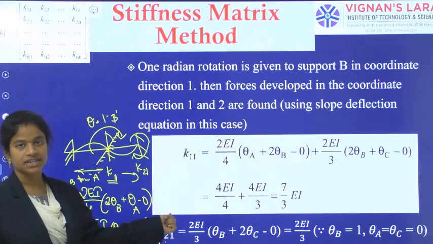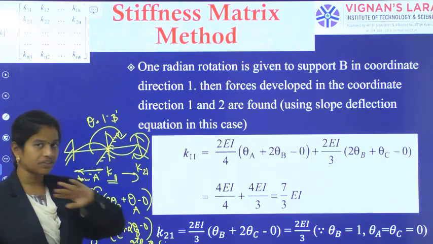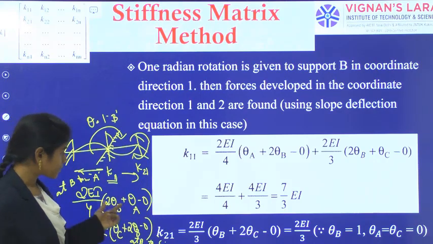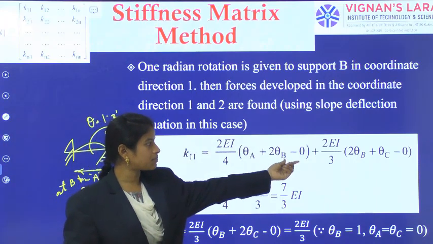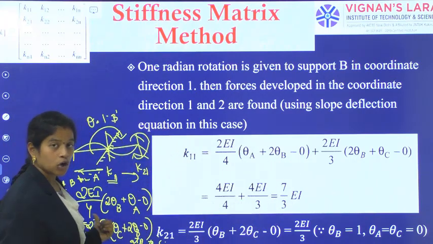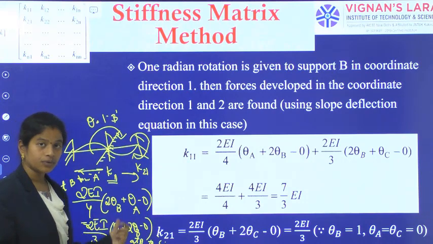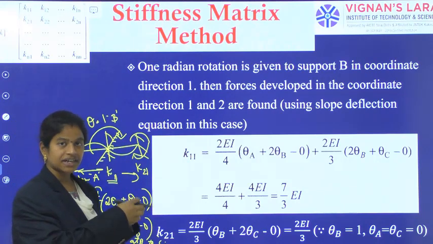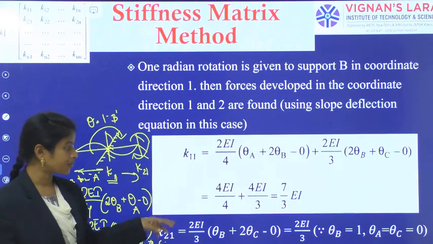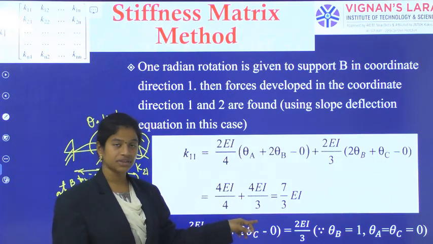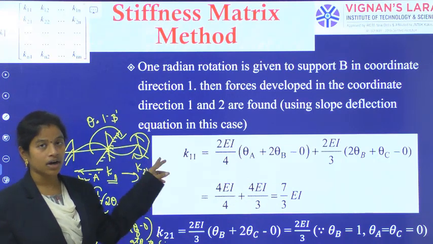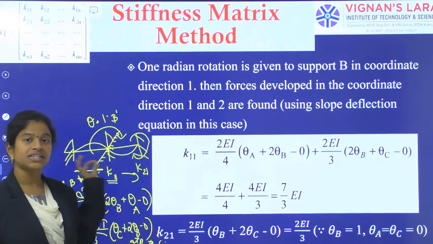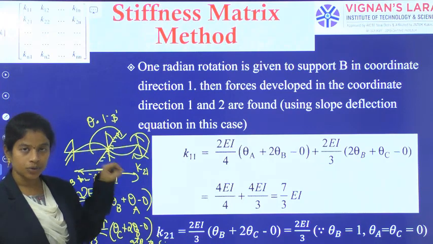So 2 times theta B plus theta A, and delta is not mentioned in the problem, so that is equal to 0. Keeping that, 2EI by 4 into 2 theta B plus theta A minus 0, and then for the next span 2EI by 3 into, at B towards C, 2 times theta B plus theta C minus 0. Here 4EI by 4 and 4EI by 3, so 7EI by 3. In this way I have got the K11 stiffness, force developed at 1 due to unit rotation at 1.